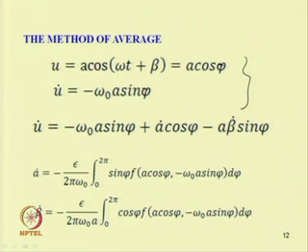But here, unlike in the case of linear systems where A and beta are constant, in the case of a nonlinear system A and beta will no longer be constant. So, A and beta should be functions of time.